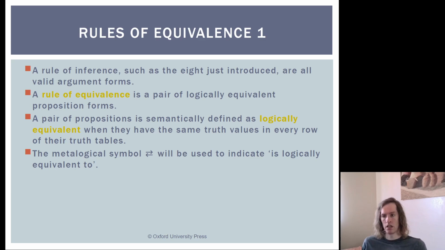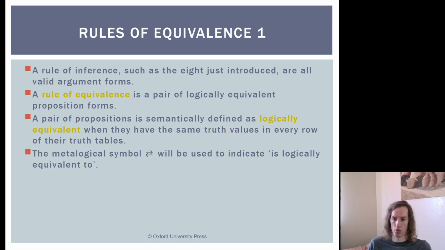All right, so a rule of inference, like the ones we just talked about, hypothetical syllogism, modus ponens, modus tollens, etc., these are all valid argument forms. A rule of equivalence is different because it's a pair of logically equivalent proposition forms. So a pair of propositions is semantically defined as logically equivalent when they have the same truth values in every row of their truth tables. So we talked about this before.